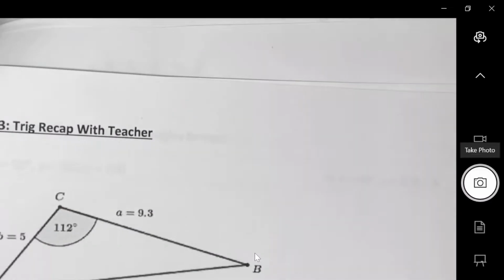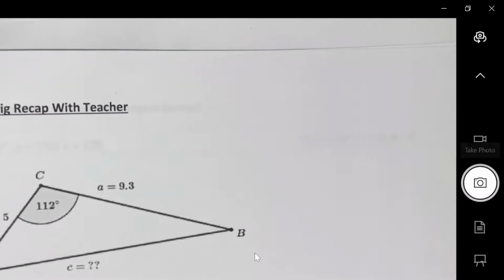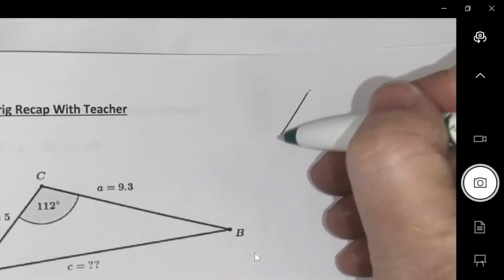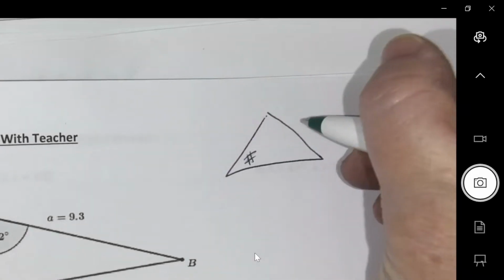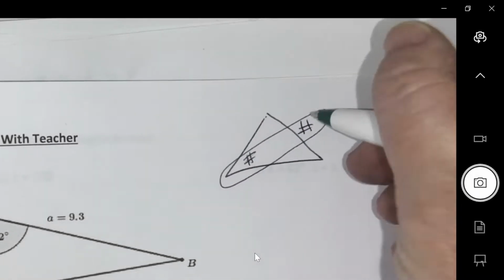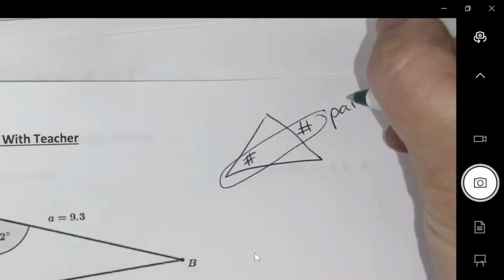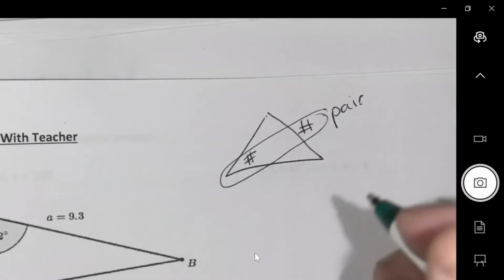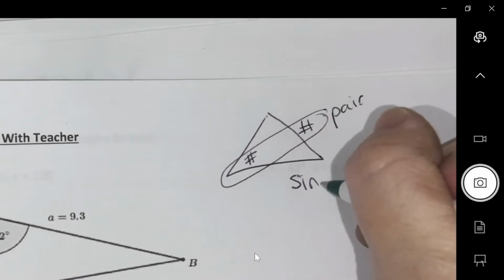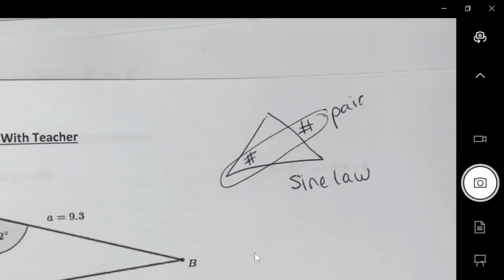Okay, so trig, we did sine law and cosine law. So let's recap. When we have a pair, that's an angle and a side across from each other, that's a pair, then we use sine law.